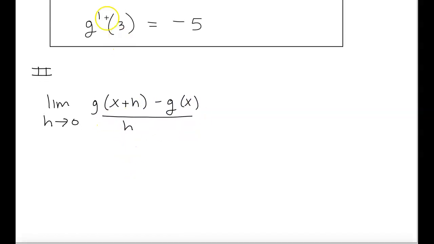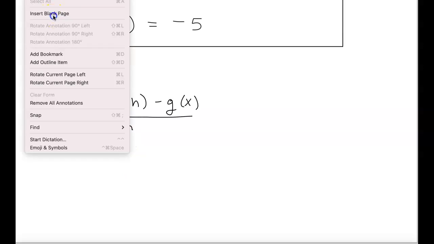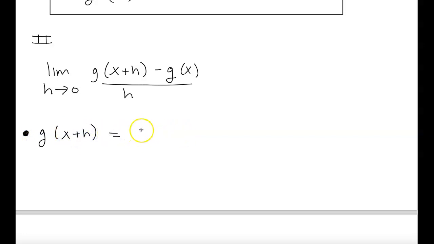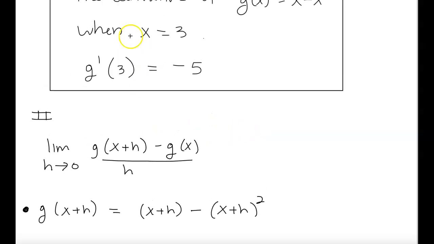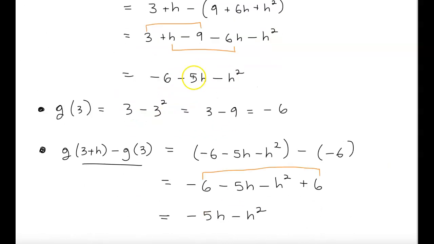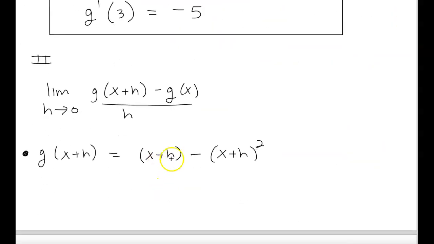And I'm going to do this in pieces as well because it helps me to do things in pieces. It just keeps me organized. So my first piece I'm going to do, I'll put a bullet point there, is g of x plus h. Okay, and that's going to be, again, x plus h instead of a 3 plus h. It's going to be x plus h minus the quantity x plus h squared, right? Notice that it's similar to this 3 plus h minus 3 plus h squared. Instead of a 3, I just have an x plus h.